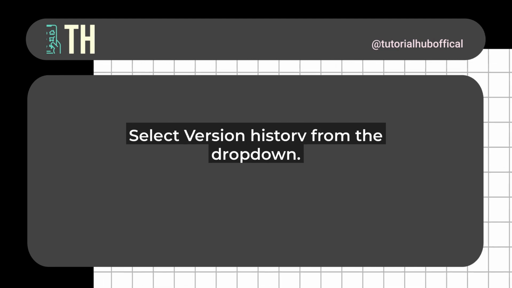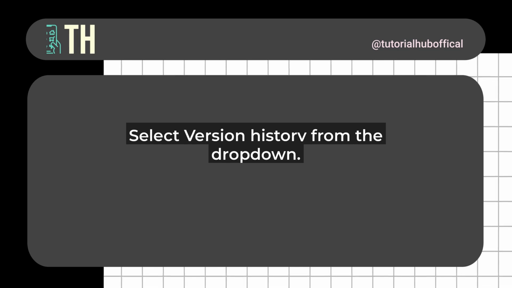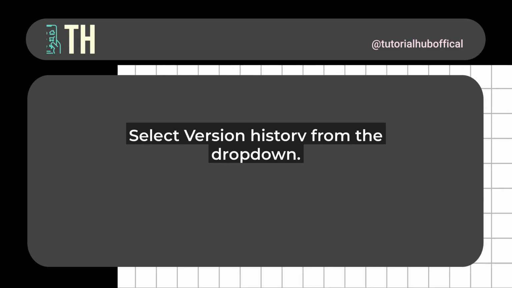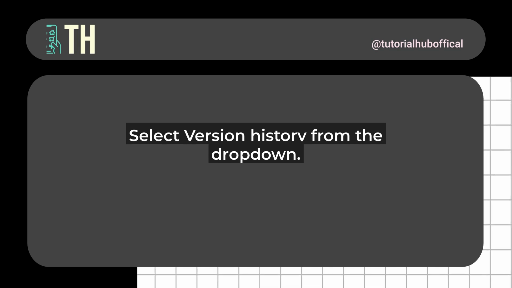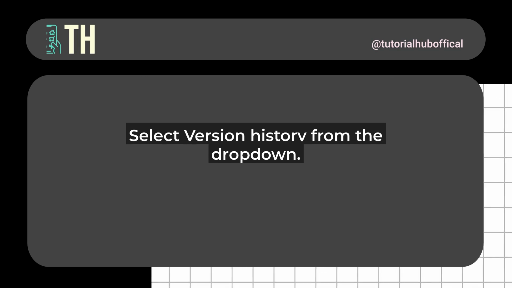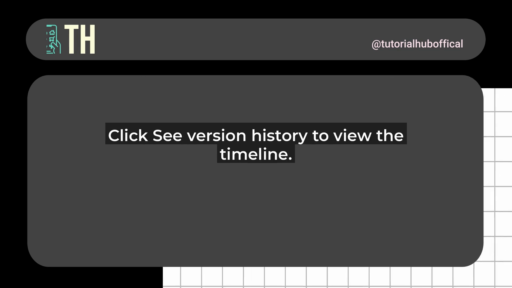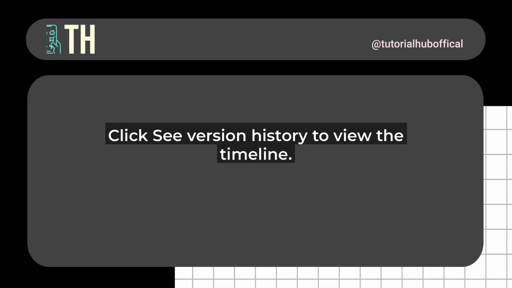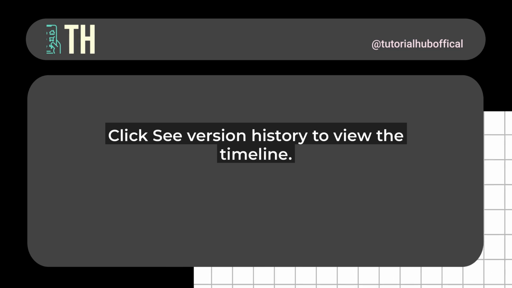To start, click on the File menu at the top left corner of your screen. It's right there, next to Edit and View. Once you click File, scroll down and select Version History. This option lets you peek into the past edits of your document.